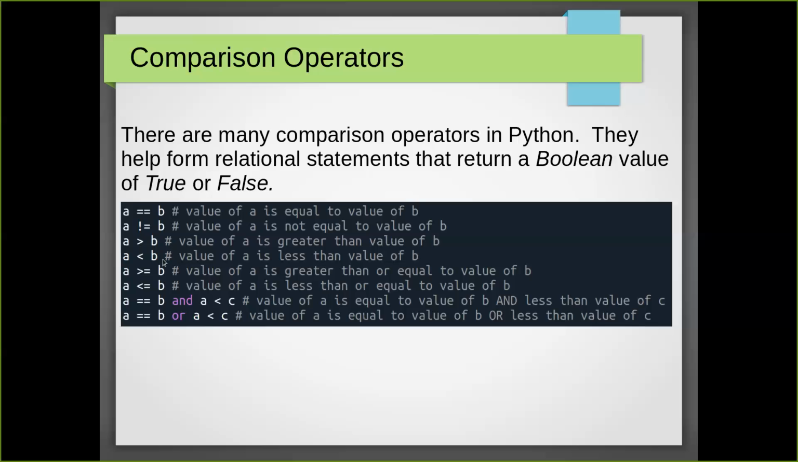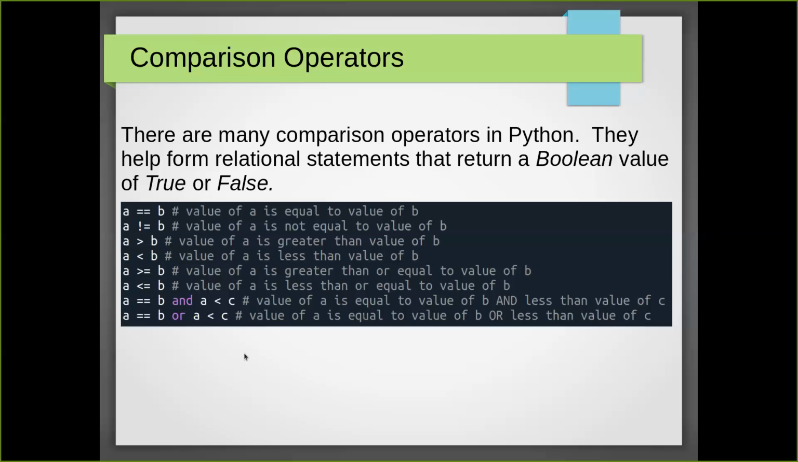Then we've got the greater than and less than. So a greater than b and a less than b. And then you may also want to say, is it greater than or equal to, in which case we pop the little equal sign here as well. So this says a is greater than or equal to b, and a is less than or equal to b.